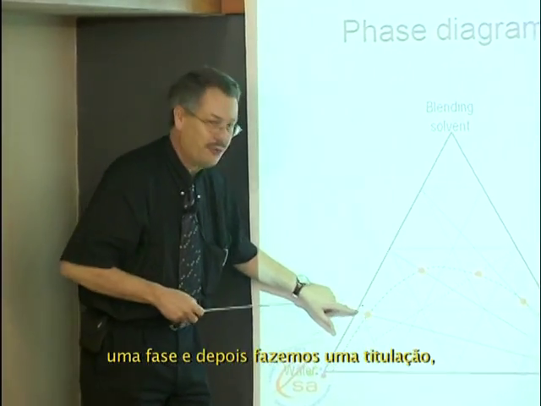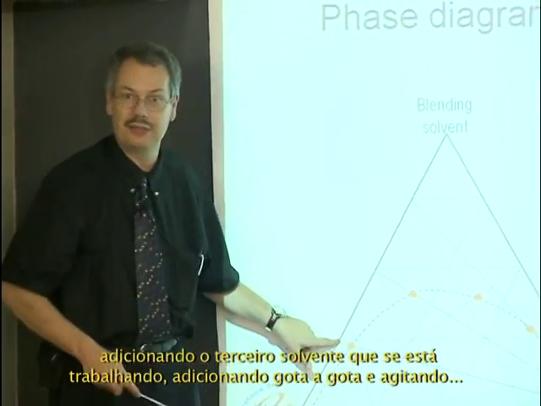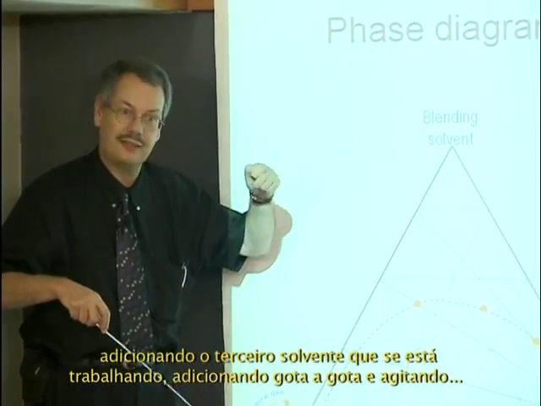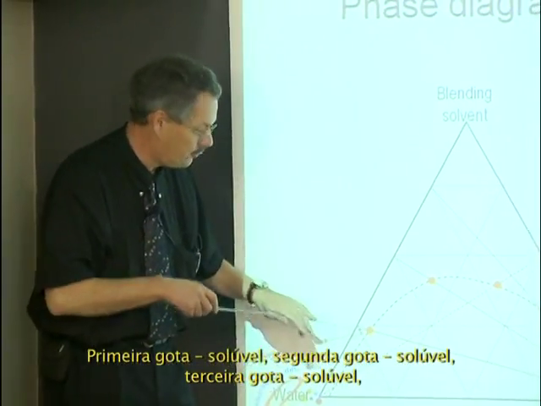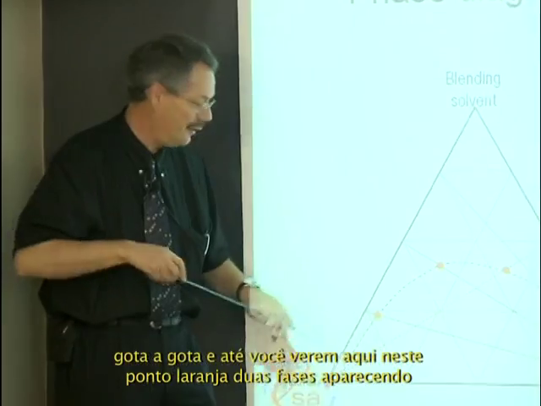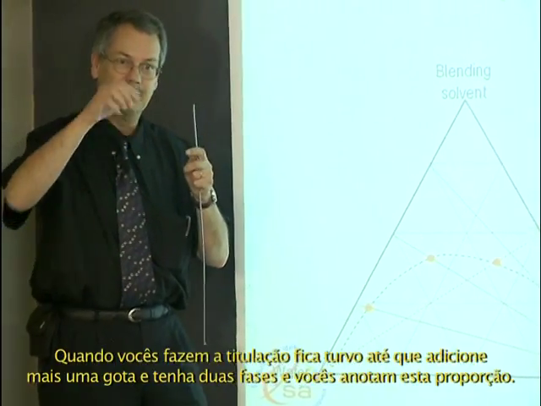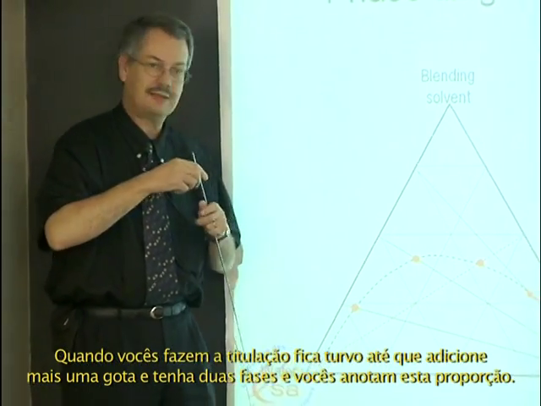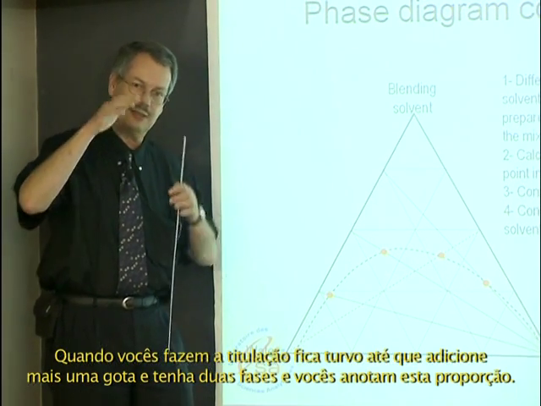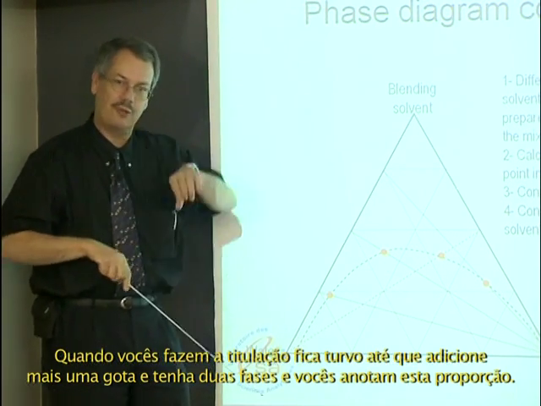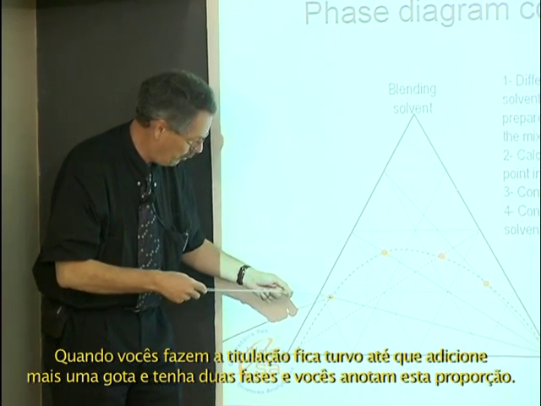So that will be this point, one phase. And then you make a titration, adding the solvent you are working on, drop by drop and shaking. So first drop, soluble, second drop, soluble, third drop, soluble, drop by drop, until you see here on the orange point, two phases appearing. When you make the titration, it looks like it becomes cloudy. You touch it, it dissolves eventually. One more drop, it's cloudy, and then you get two phases. So you note this proportion.